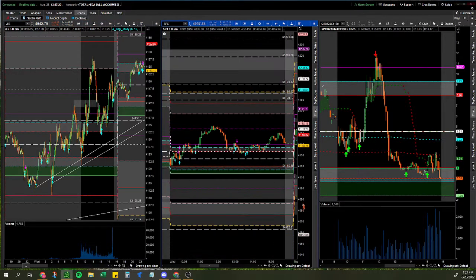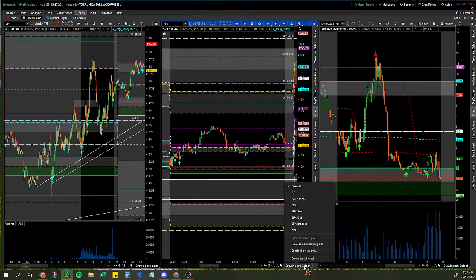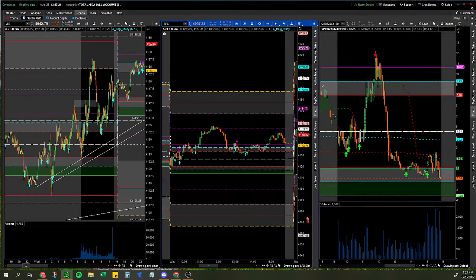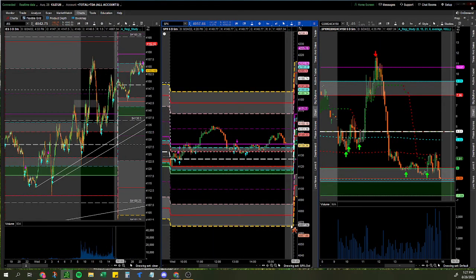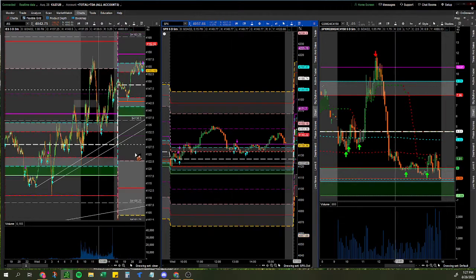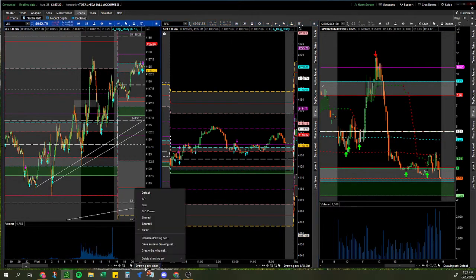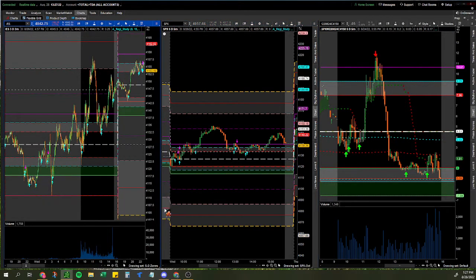And if we take a look here, let me turn off any drawings. There we go. So, no drawing sets, no key levels. Let's just look at just the tools, right?